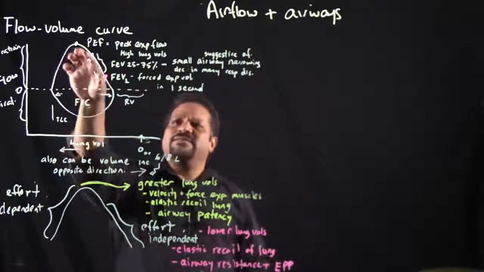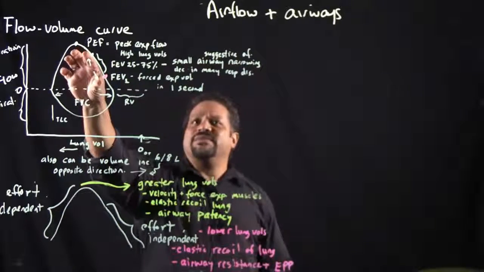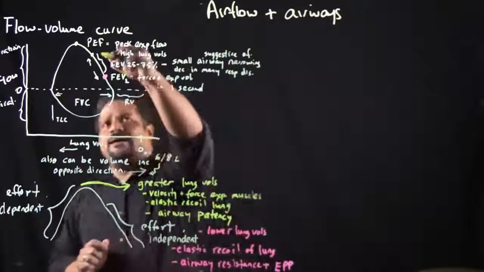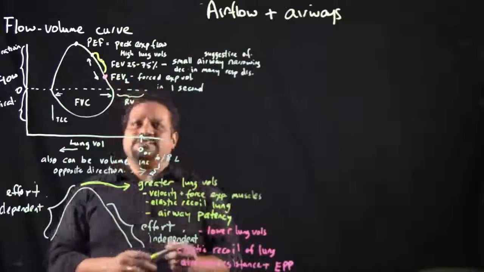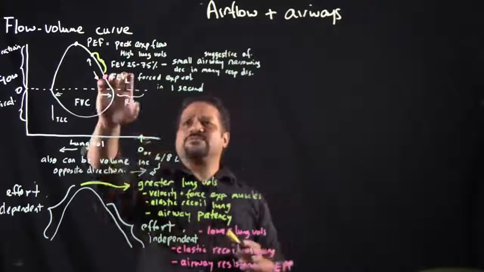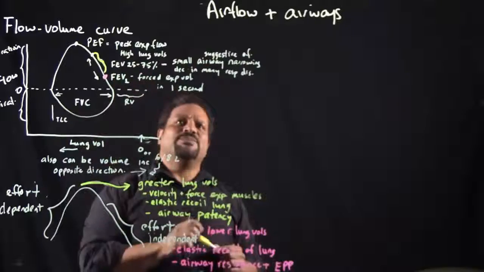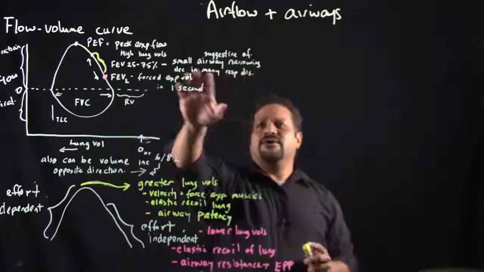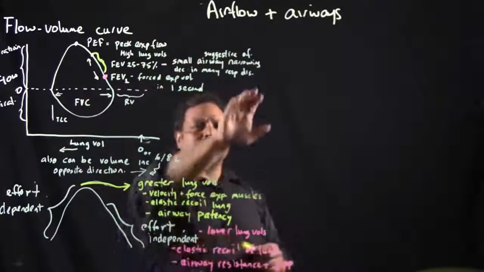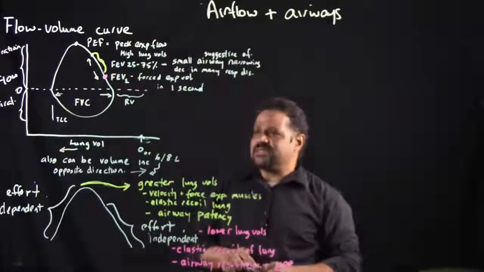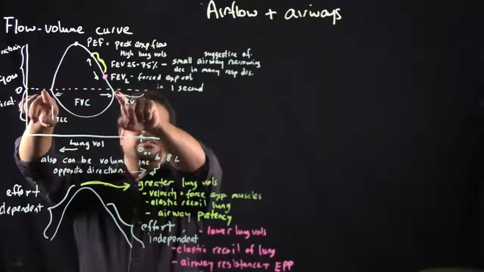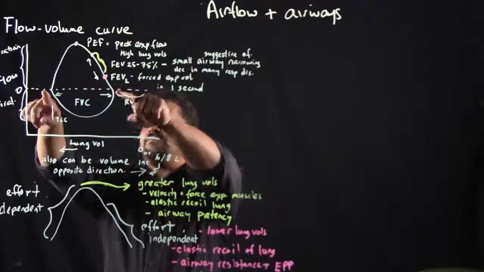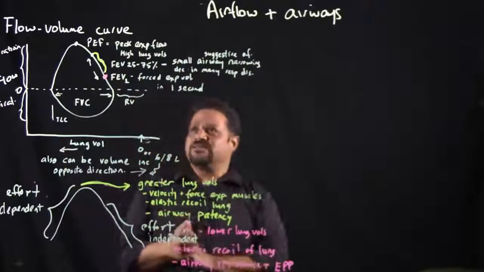We also have this FEV 25 to 75%, okay? And it's basically the 25% starts up here and the 75% exhaled. So that's the forced expiratory volume, 25 and 75% of that. And that's suggestive of narrowing of the small airways, and it's typically decreased in many respiratory diseases. Also, the space between these two ends, you have the forced vital capacity. Okay, so you have many, many different things on this flow volume curve.